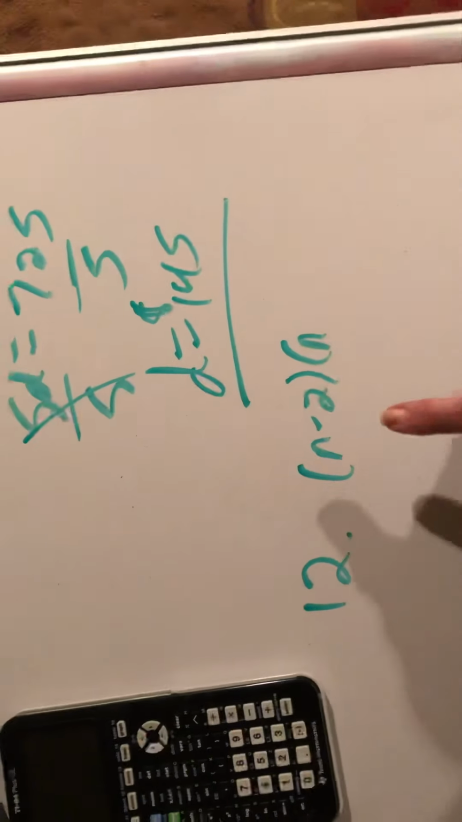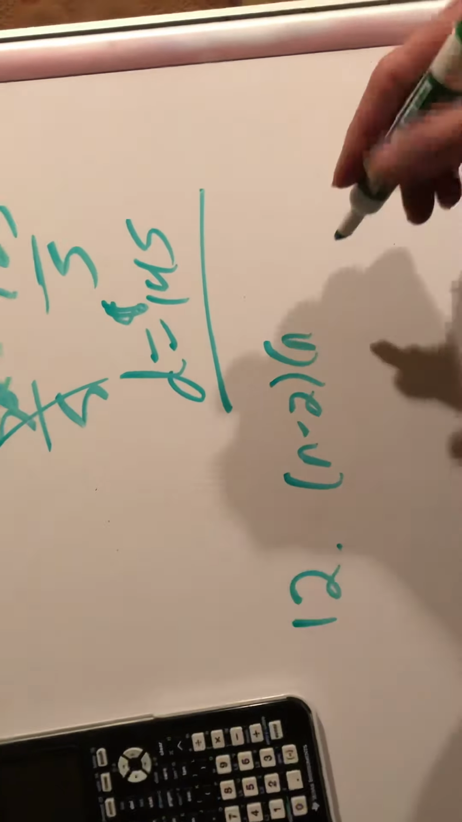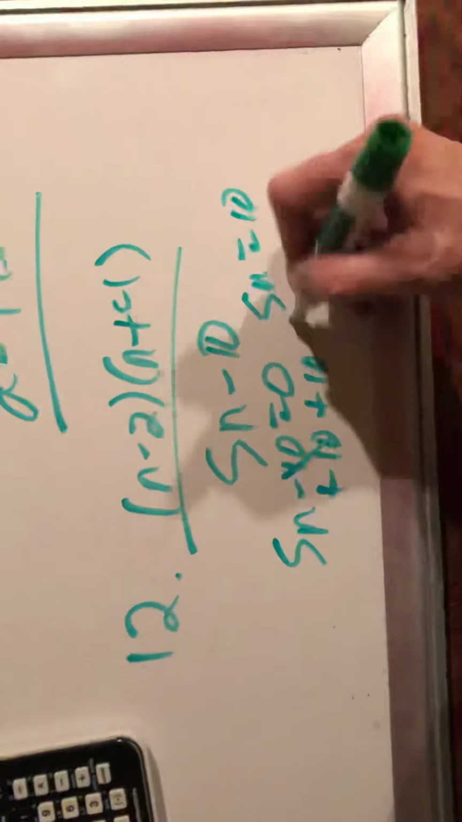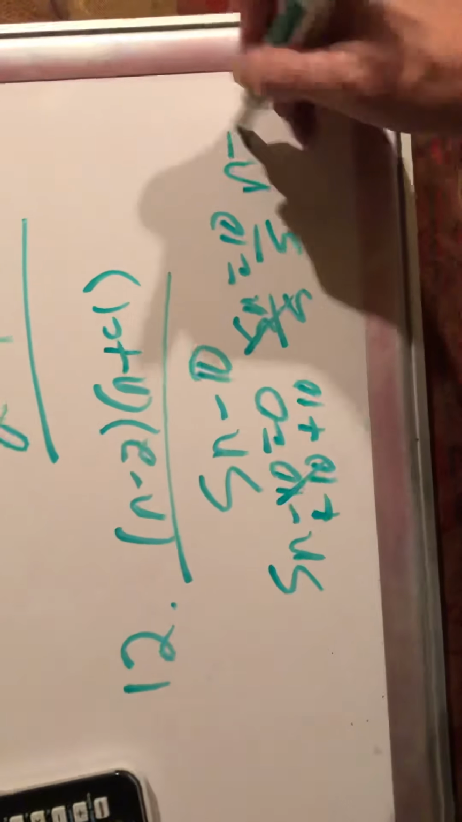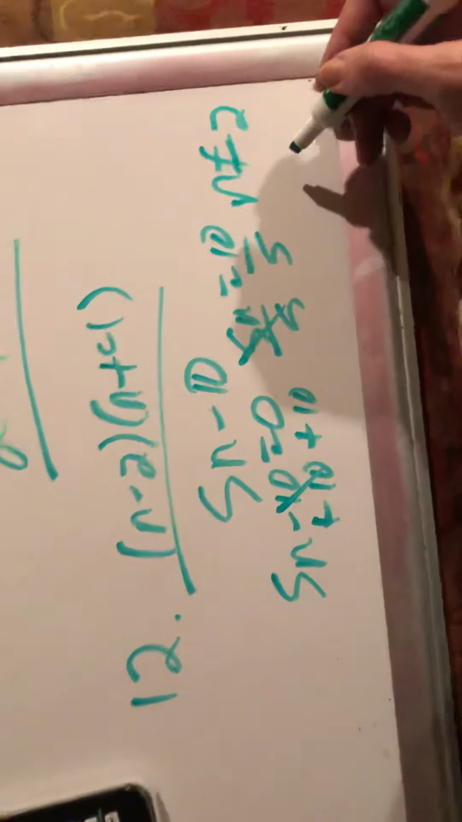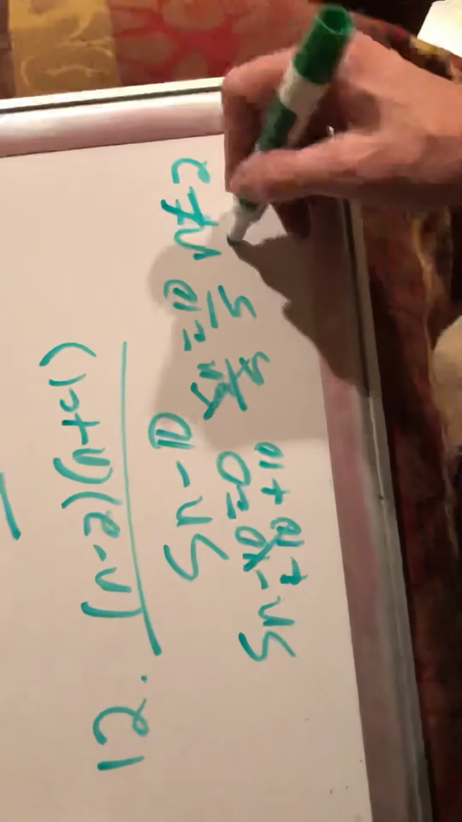Okay, now number 12, we've got (n minus 2) times (n plus 4) over 5n minus 10, and we want to know the number that makes it undefined. So to do that, you always set your denominator equal to 0 and solve. So we add 10. So 5n equals 10, divide by 5. So n can't be 2. It can't be 2. So make sure you put that not through your equal sign on that. Okay, but you always take the denominator, set it equal to 0 and solve. Make sure you show your work.